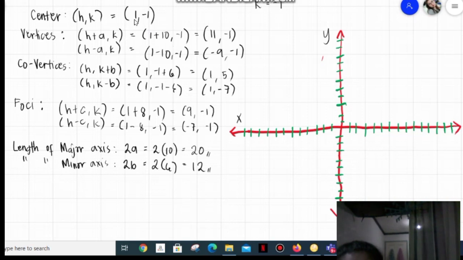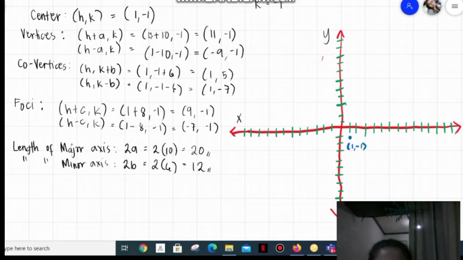Okay, so the center is (1, -1). So, ilocate natin si (1, -1). Again, this is the origin, so bilang tayo ng 1, then since negative 1, pababa, negative 1. So, nandito. So (1, -1), this point. Ayan, this is the (1, -1), ang ating center.